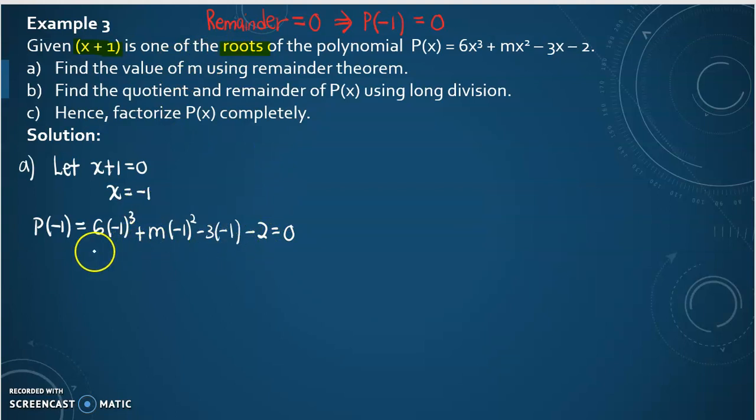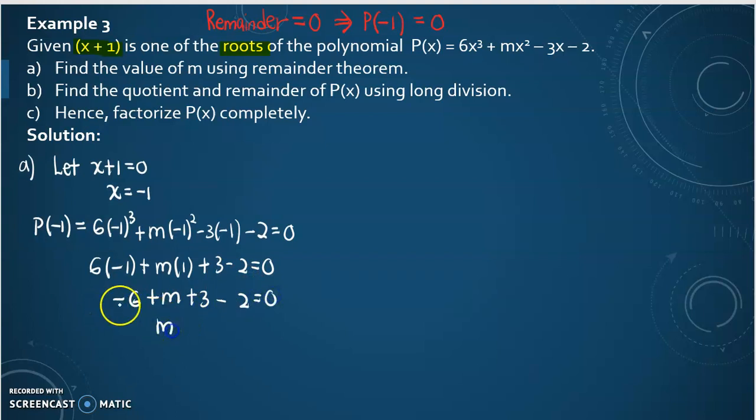So now I simplify this expression. 6 times negative 1 to the power of 3 is negative 6, plus m, negative 1 squared is positive 1, negative 3 times negative 1 is positive 3, minus 2 is equal to 0. So here is m, negative 6 plus 3 is negative 3, minus 2, negative 5, equal to 0. So m will be equal to 5. This is the answer for A, where m is equal to 5.